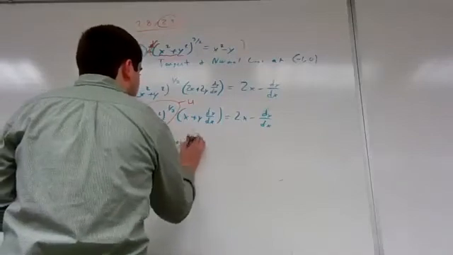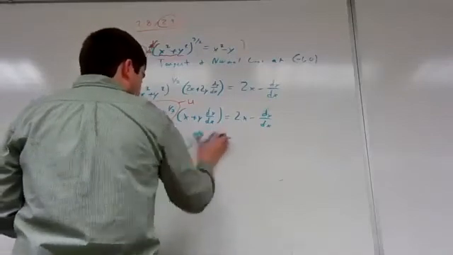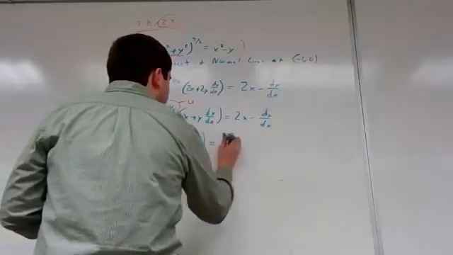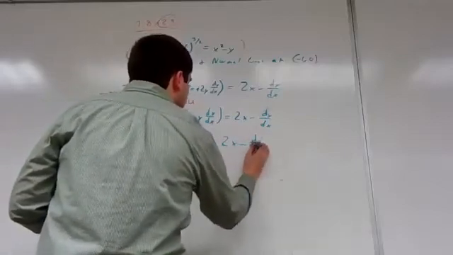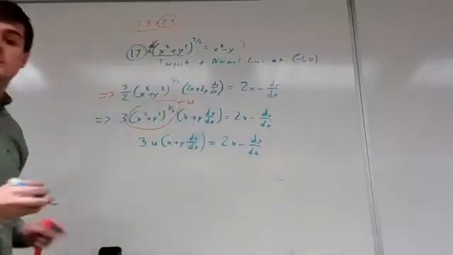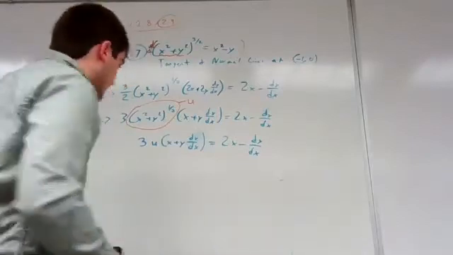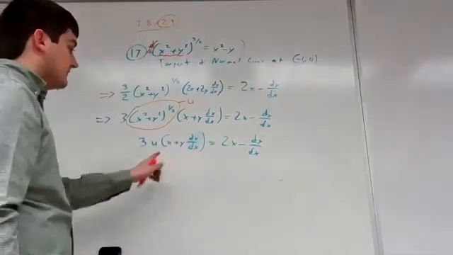times x plus y. Sorry, I had to leave the dy over dx inside. Equals 2x minus dy over dx. I haven't changed the problem, I just gave it a name, right? That'll make my work a little bit easier as I go through. Okay. To solve this now, right?